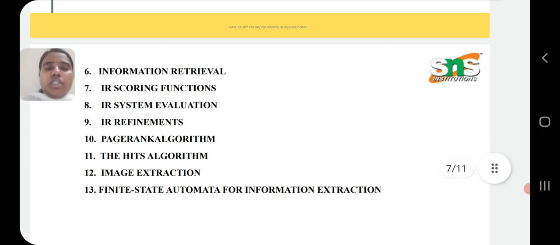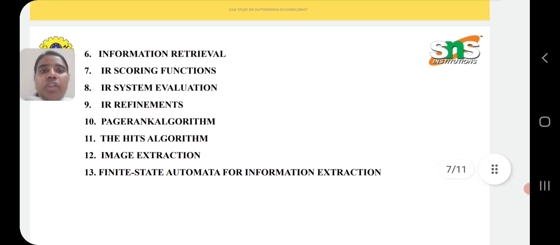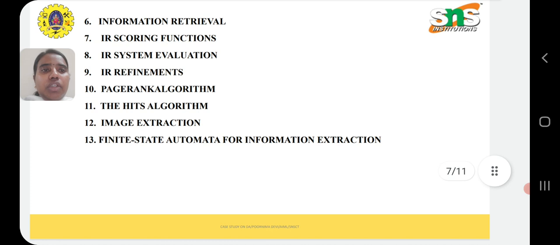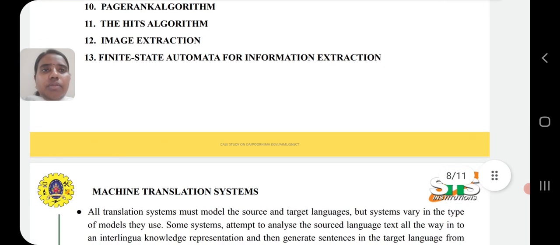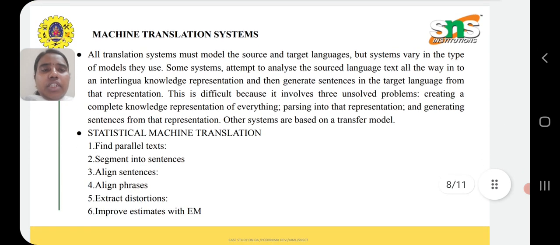Under these conditions come information retrieval, IR scoring functions, IR system evaluation, IR refinements, the PageRank algorithm, the HITS algorithm, information extraction, and finite-state automata for information extraction, and machine translation systems.